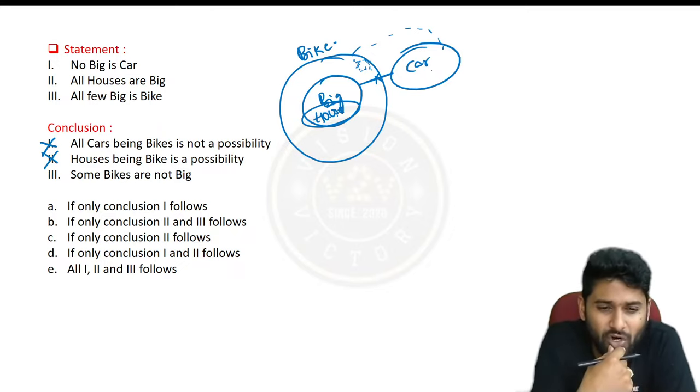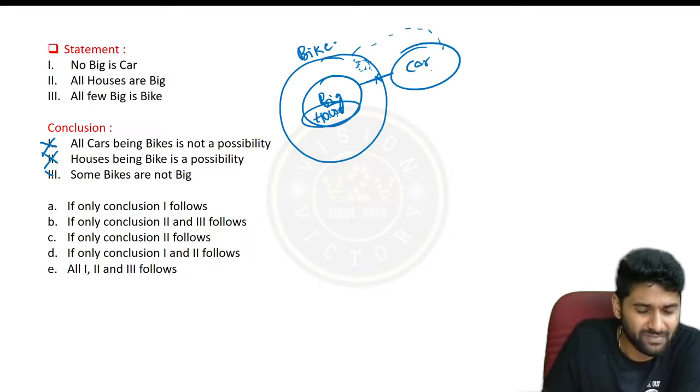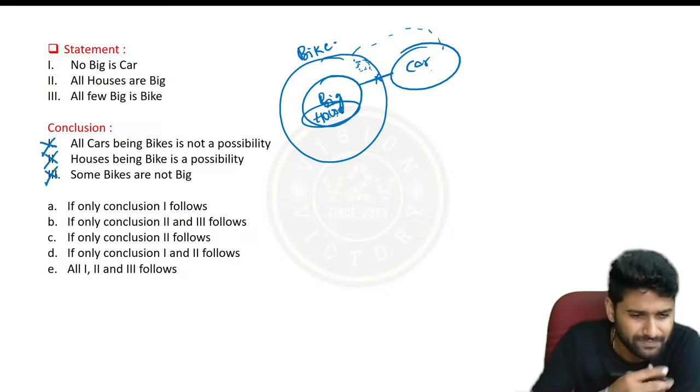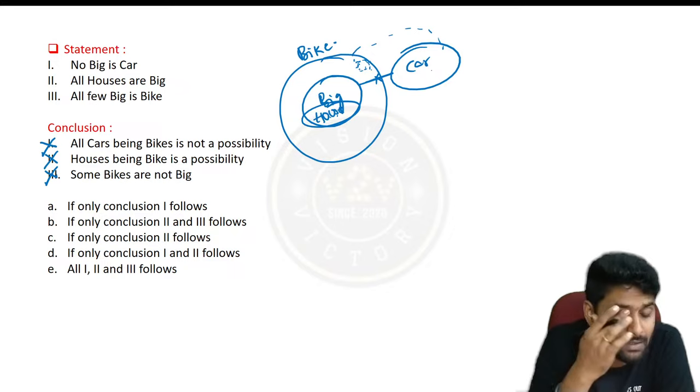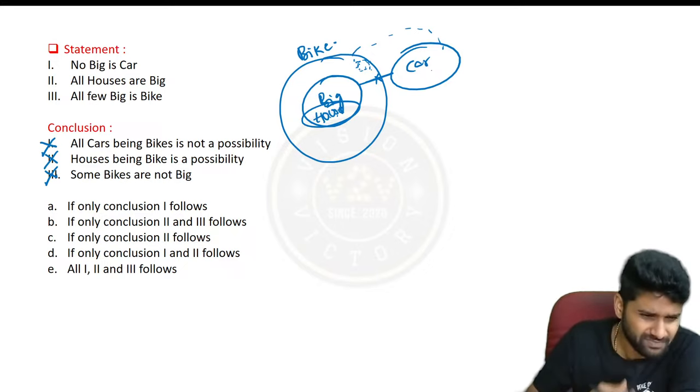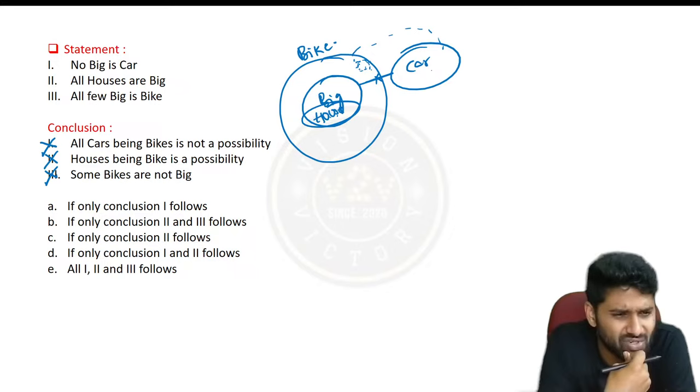Next one, some bikes are not big. Guys, all bikes can be big, but they clearly mention that some bikes are not big. It is also invalid. So none of the conclusions follows. You never get any either-or, and none of the conclusions follows.